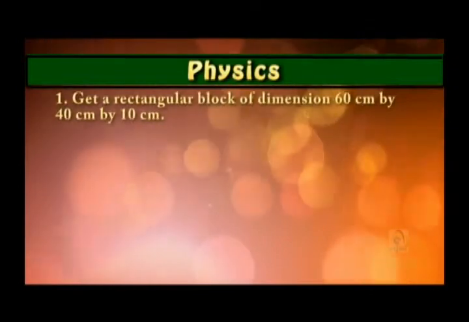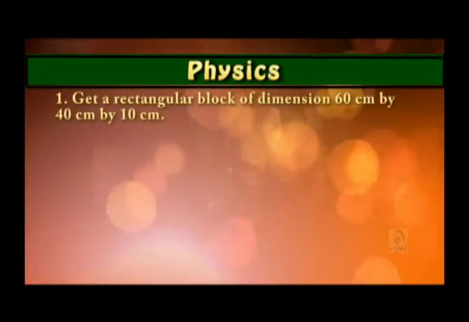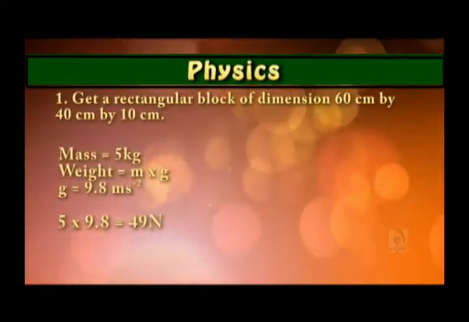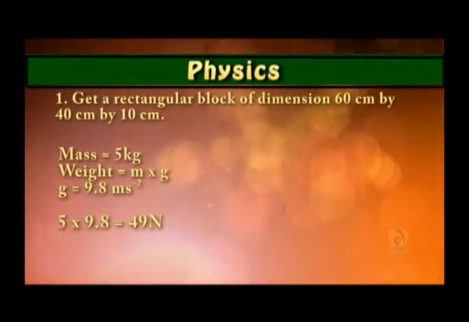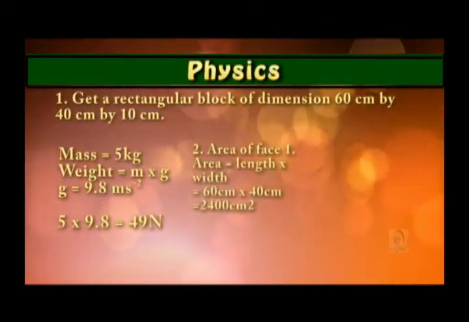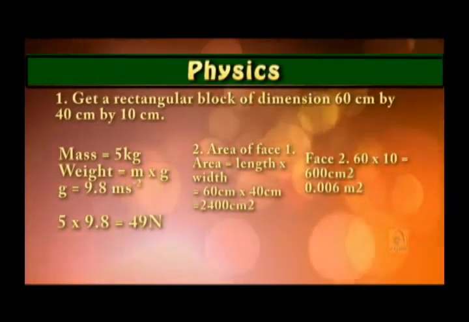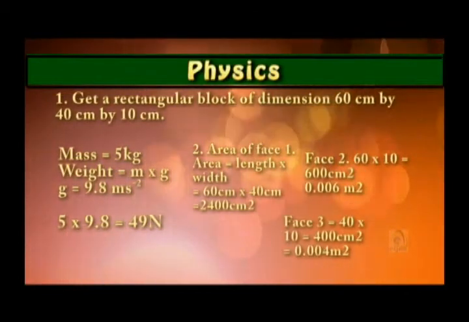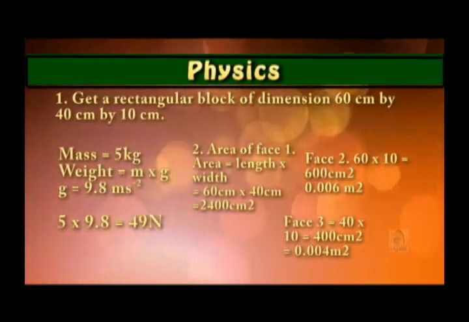1. Get a rectangular block of dimensions 60 cm by 40 cm by 10 cm. 2. Measure the mass of the block and calculate the weight of the block. We can now find the area of the respective faces. 1. 60 cm by 40 cm. 2. The face 60 cm by 10 cm. 3. And finally, the face with 40 cm by 10 cm, using area equals length multiplied by width.